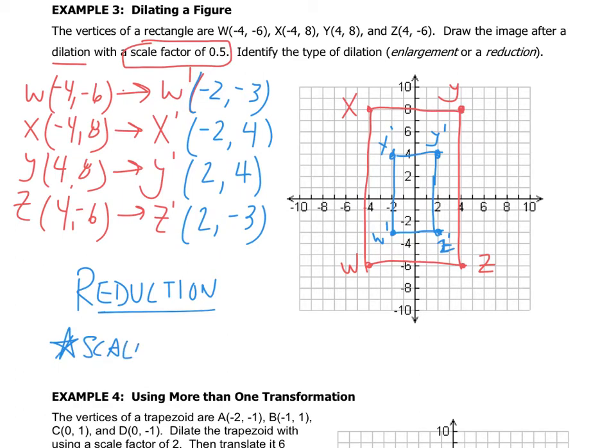So when my scale factor is greater than 1, I'm going to get an enlargement. When it is less than 1, I get a reduction.